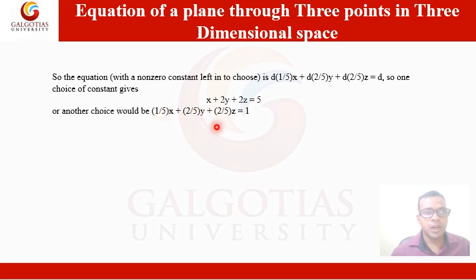In another way, I can have the intercept form. Dividing the whole equation by 5, so that the constant part becomes 1, we can write 1 by 5 into x plus 2 by 5 into y plus 2 by 5 into z equals 1. You will see this is another form of the equation of a plane. We will see in the next slide what the next form of the equation of a plane is.